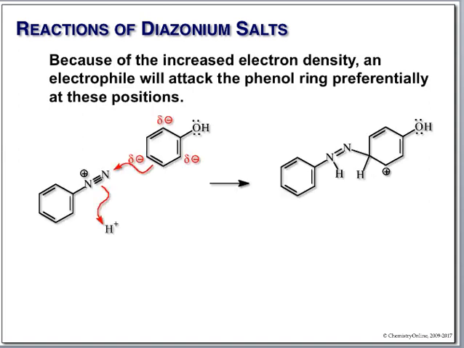So here's our electron density. It attacks the diazonium salt, and we make our double bond. Called a coupling reaction. Very, very useful. Very interesting. Any questions? All right.